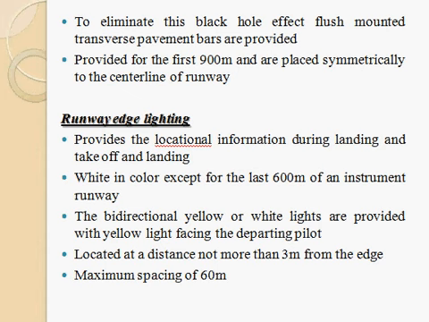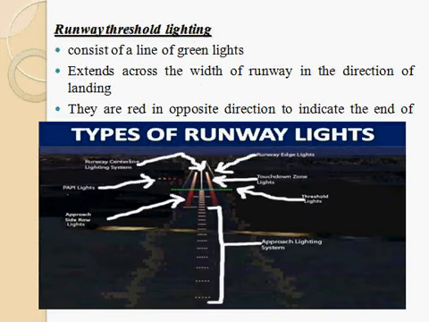So it is arranged like that: for the departing pilot it will be yellow light, and on the other side you will have white light. It is provided at a distance of not more than 3 meters from the runway edge, and the spacing between the lights is 60 meters. So this is runway edge lighting, demarcating the edge of the runway.